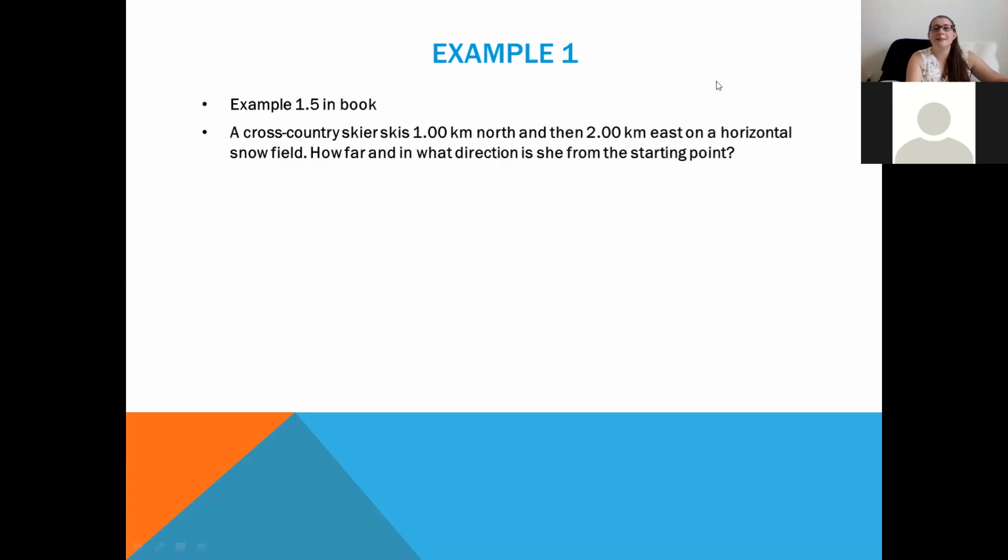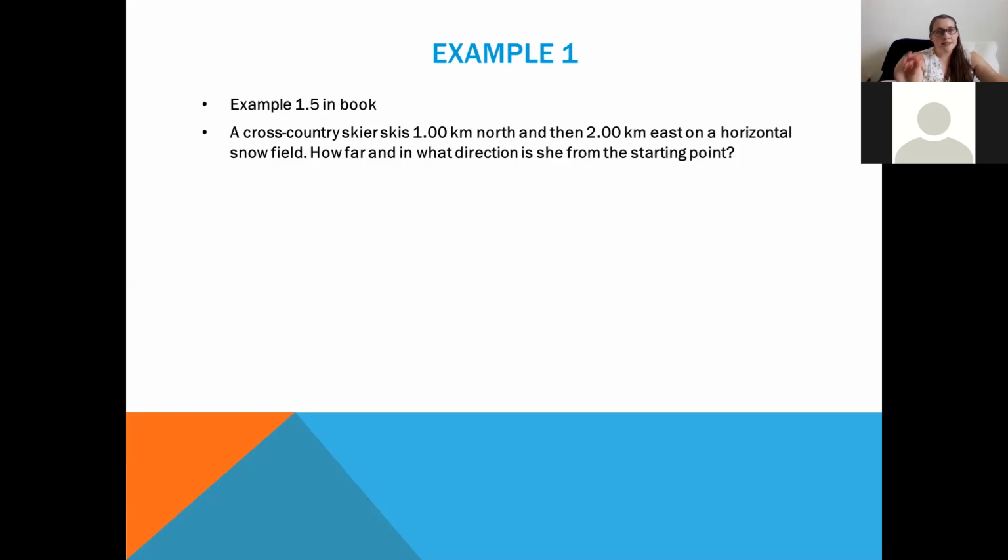That is our displacement, the distance from the starting point to where she ends up. And a good clue for that as well is that it asks, "and in what direction?" Distances don't really care about the direction. Displacement does. So how far and in what direction is she from the starting point? That's our displacement vector that we're looking for.